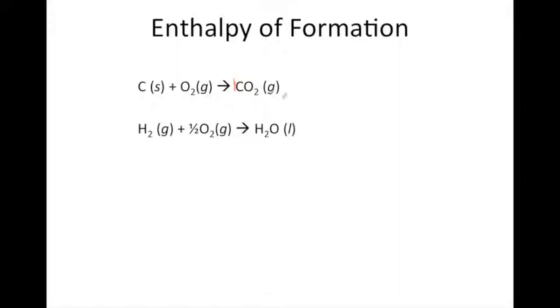For water, water is made up of hydrogen and oxygen. So to make 1 mole of water, we would take 1 mole of H2 gas. Again, this is what we call the elemental form of hydrogen. This is its most stable form. And a half mole of O2 gas.